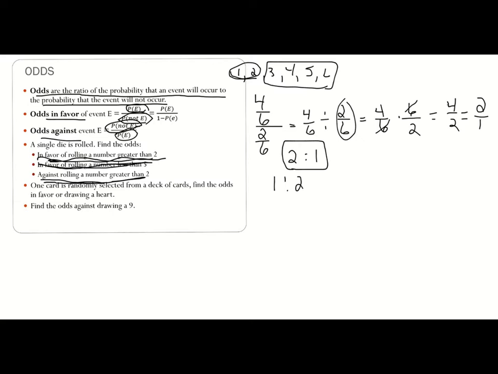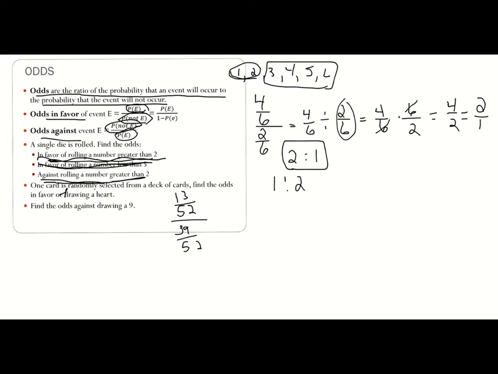Let's look here. We have one card randomly selected from a deck of cards. Find the odds in favor of drawing a heart. All right, so the probability of drawing a heart is 13 out of 52. And then we're going to divide that by the odds against drawing a heart. So if we have 13 out of 52, we have 39 out of 52. 39 cards are not hearts.